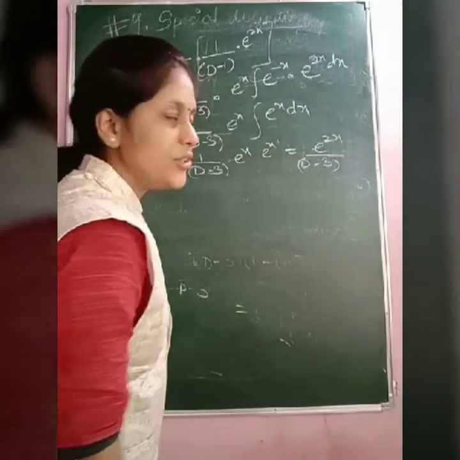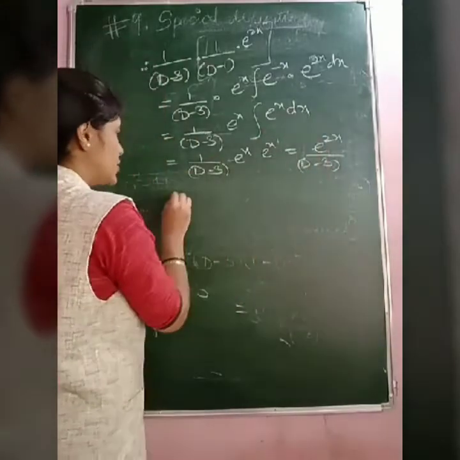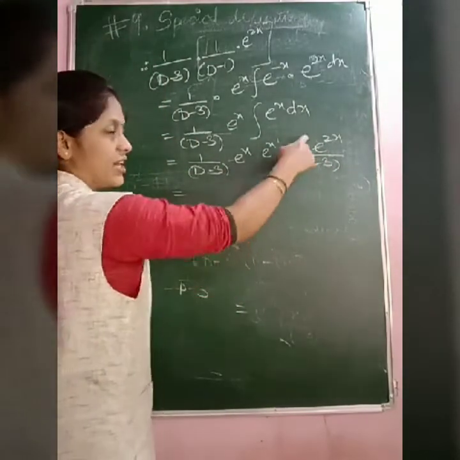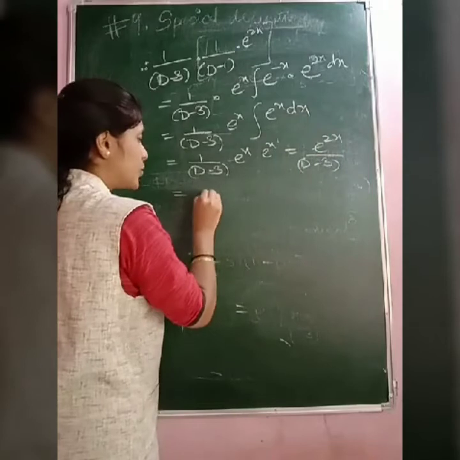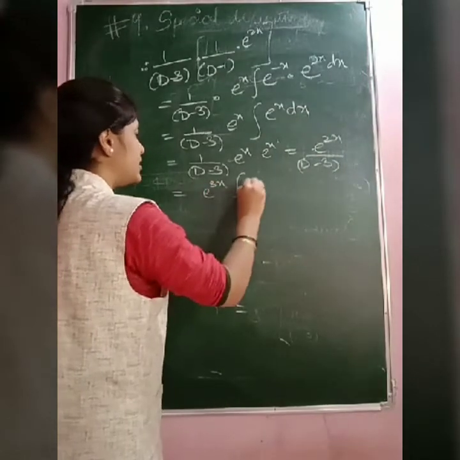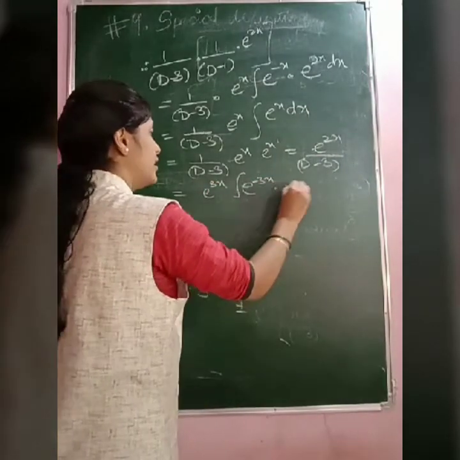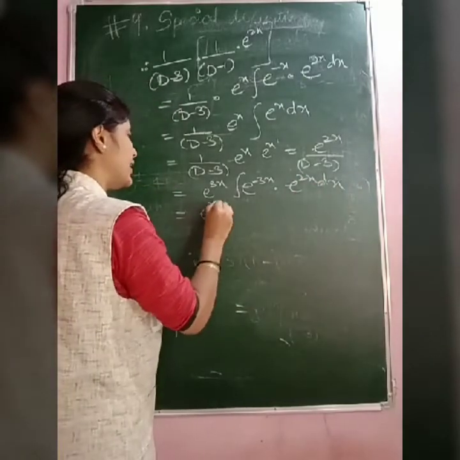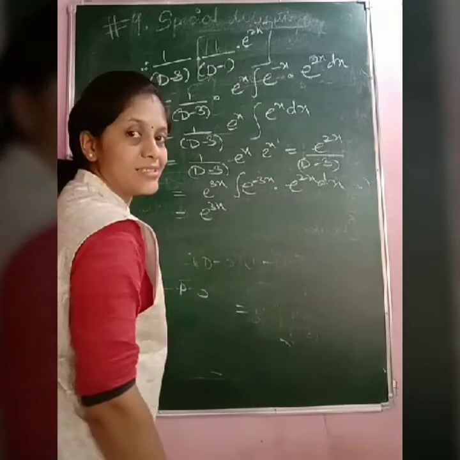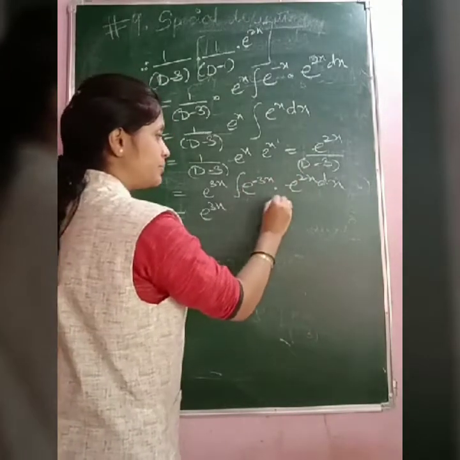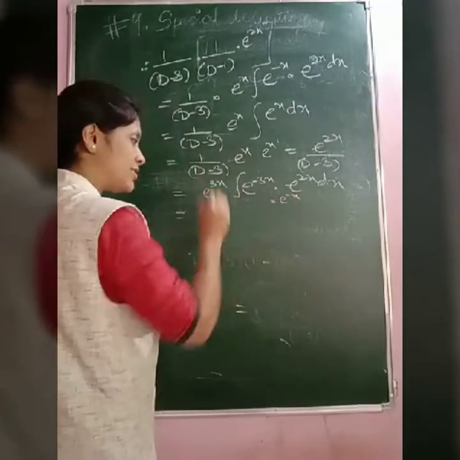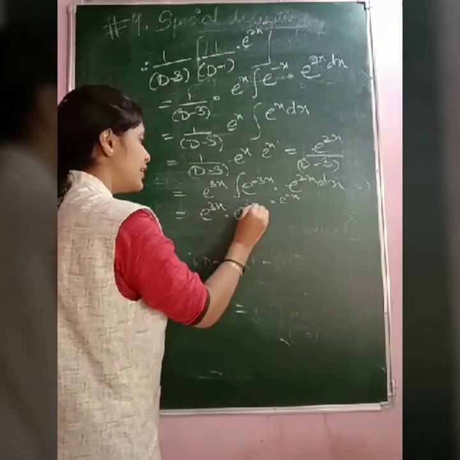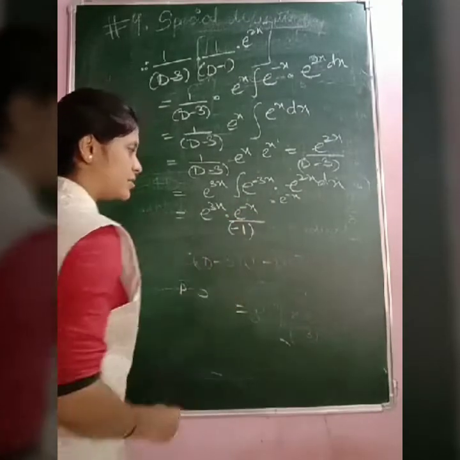Again we have to use the definition. We know the definition, 1 by D minus a of x is e raised to ax, integration e raised to minus ax, x is e raised to 2x itself. So e raised to 3x. What is this? Bases are same, adding powers, e raised to minus x. What is the integration of e raised to minus x? e raised to minus x by minus 1.